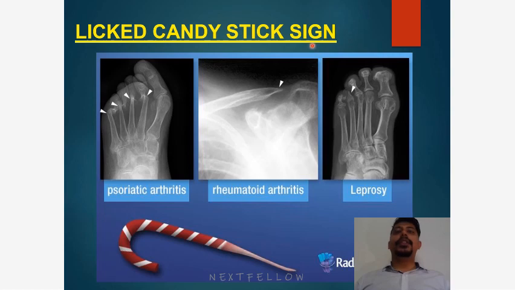Licked candy stick sign. This can be seen in psoriatic arthritis, rheumatoid arthritis, or leprosy also. So we can appreciate this licked candy-like appearance here in the head of the metatarsals, on the lateral end of the clavicle in rheumatoid arthritis, and even in leprosy on the distal phalanges.